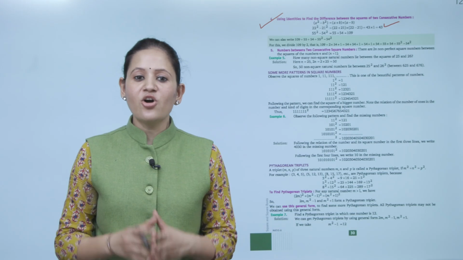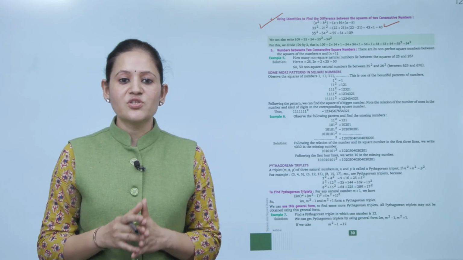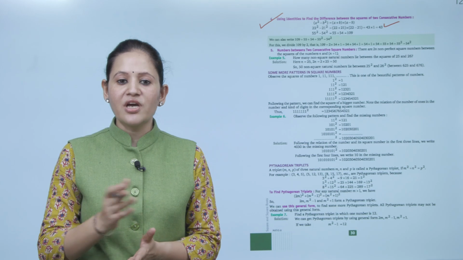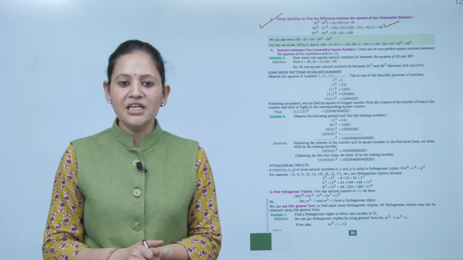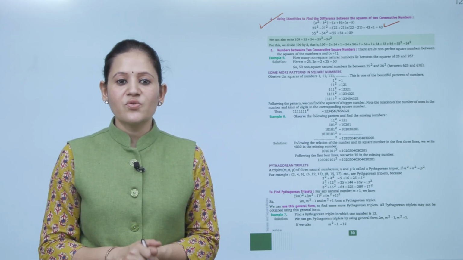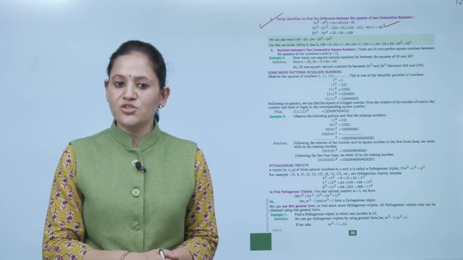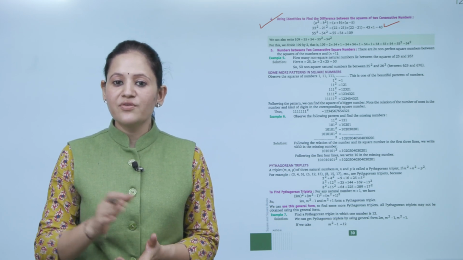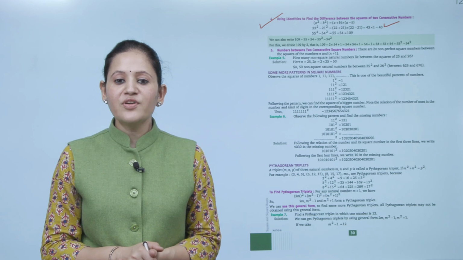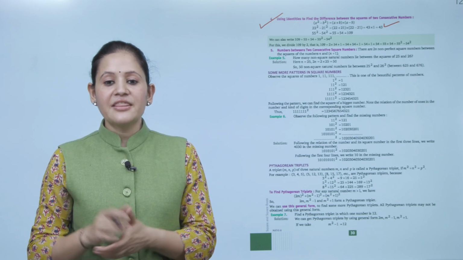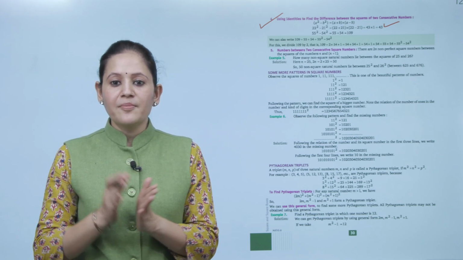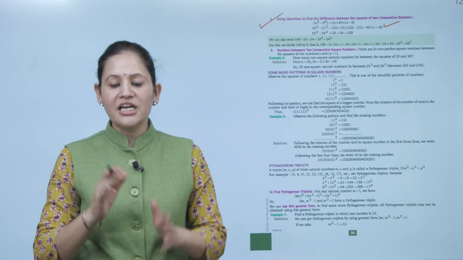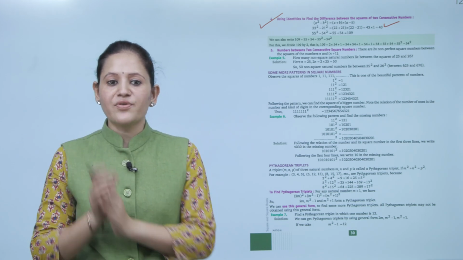Clear? We can also write 109 equals 55 plus 54. So that is equal to the square of 55 minus the square of 54. For this, we divide 109 by 2. That is, 109 equals 2 into 54 plus 1, that is 54 plus 54 plus 1, that is 54 plus 1 plus 54. That is 55 plus 54, that is equal to 55 square minus 54 square.